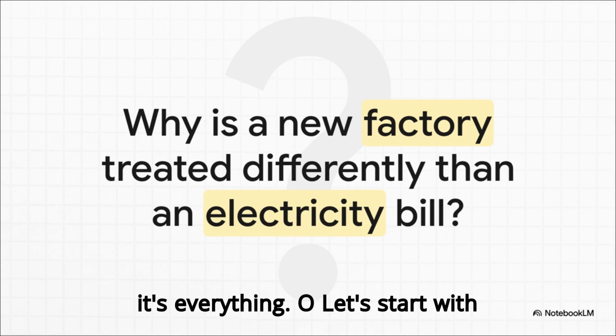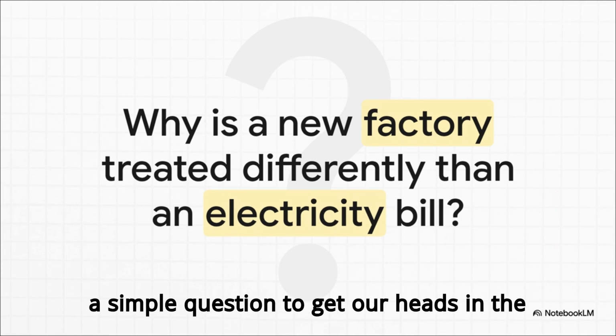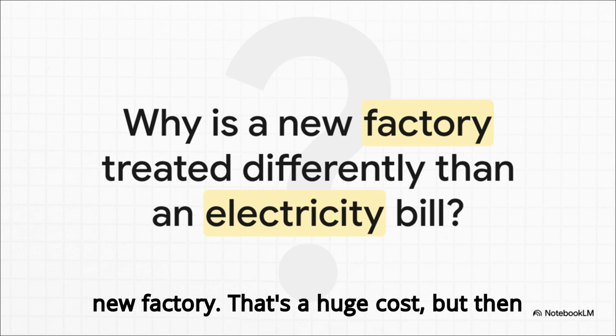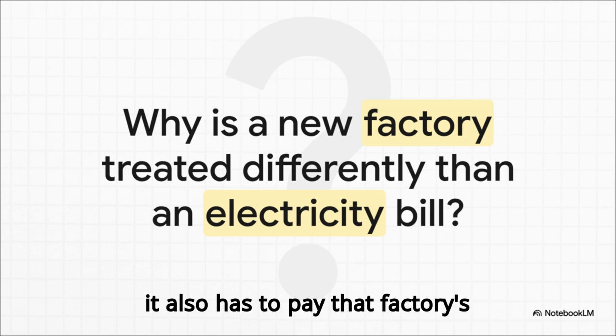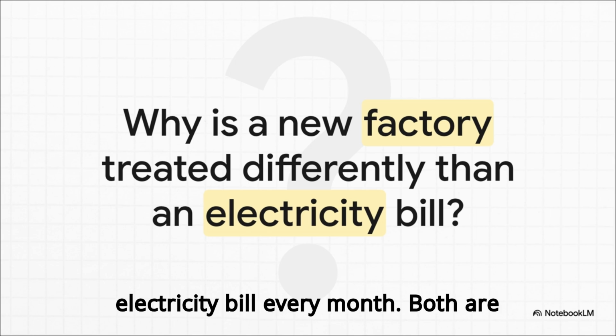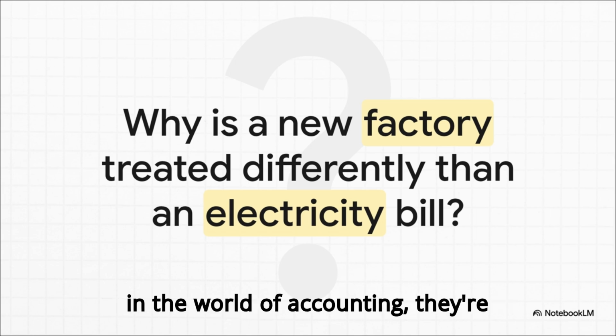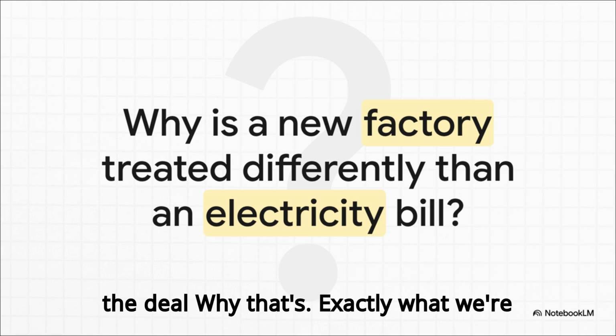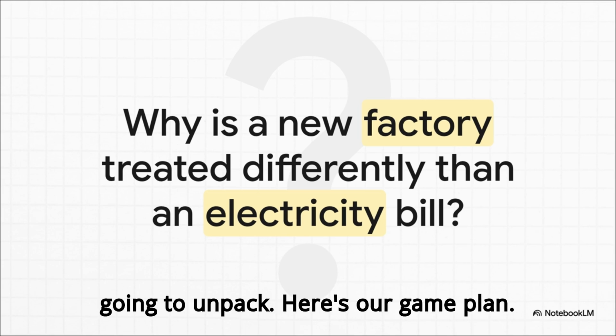So let's start with a simple question to get our heads in the game. Imagine a company builds a brand new factory. That's a huge cost. But then it also has to pay that factory's electricity bill every month. Both are expenses, right? Money's going out. But in the world of accounting, they're treated completely differently. So what's the deal? Why? That's exactly what we're going to unpack.